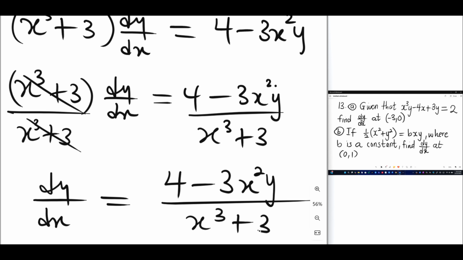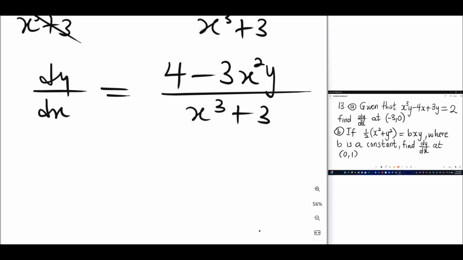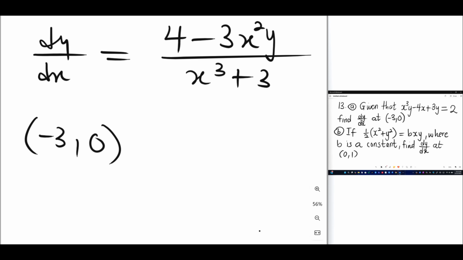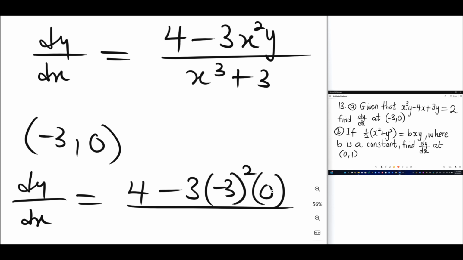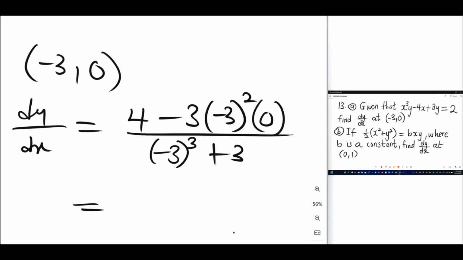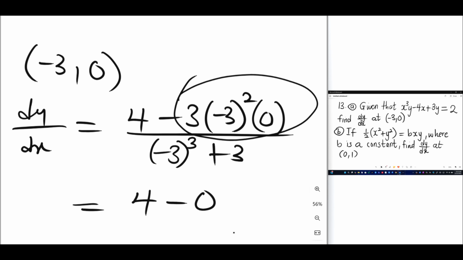And we have to find dy/dx at a given point, the point with x coordinate of -3 and y coordinate of 0. So we just need to substitute these values into dy/dx. We have dy/dx equal to 4 minus 3 times x squared, where the x value is -3, so it is -3 squared, multiplying the y value, which is 0, divided by -3 exponent 3, which is x cubed, plus 3. So we get 4 minus 0, because everything here is multiplied by 0, so that part becomes 0.